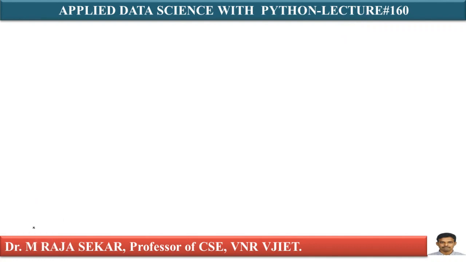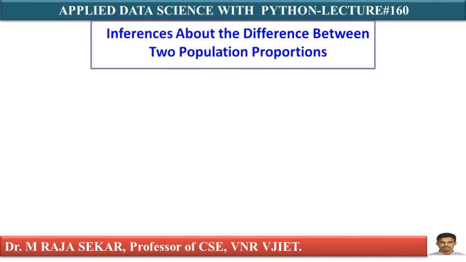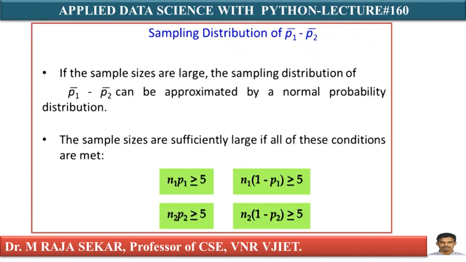In this lecture, we will try to understand inferences about the difference between two population proportions. So far, we measured the continuous variable from the population. If there is a categorical variable, obviously count is taken care of. This is about the sampling distribution of P1 bar minus P2 bar. This is a simple slide. I think anybody can read and understand.